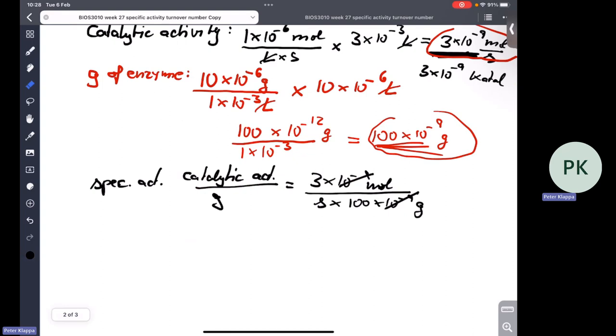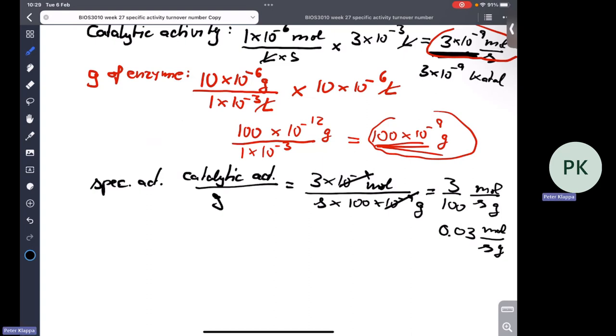And what we get is 3 over 100, best all goes mole per second and gram, or that would be 0.03 mole per second and gram. Now, what does this tell us? It basically tells us that 1 gram of our enzyme can handle 0.03 mole of the substrate every second. 1 gram of enzyme can handle 0.03 mole per second.